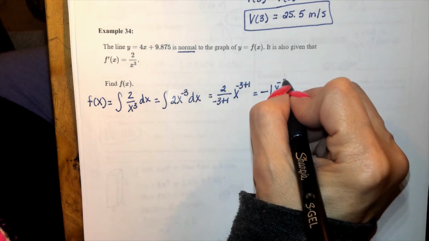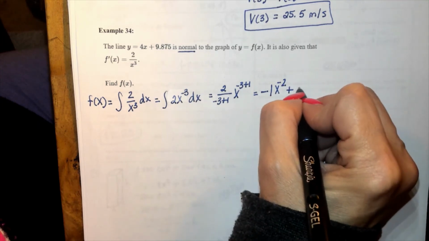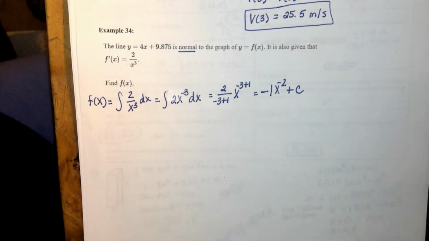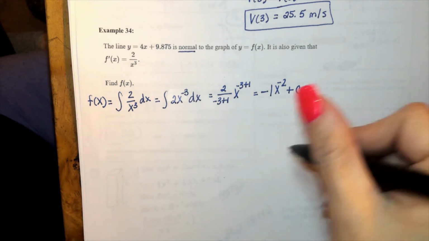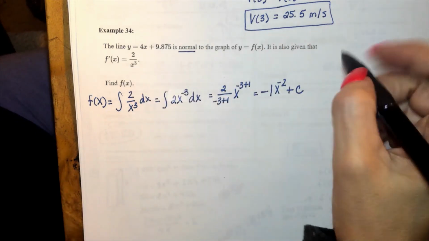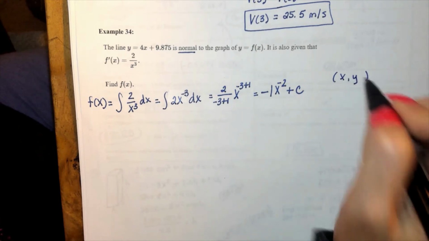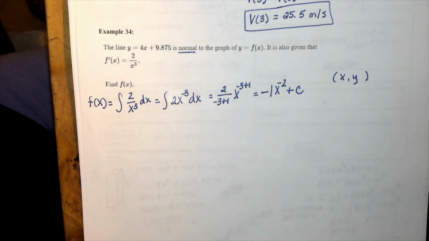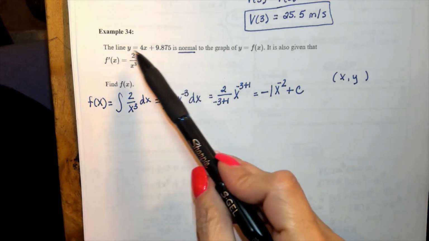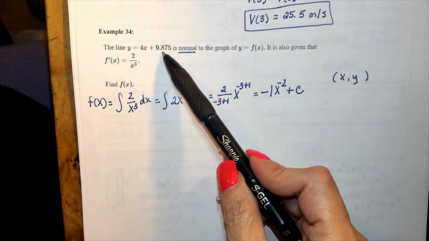X to the negative 2 plus c. Okay, so that's good. I know the function. But usually if I'm going to find f of x, I have to know some ordered pair x comma y that's on that graph. I don't know x comma y. I do know that it has a line y equals 4x plus 9.875.